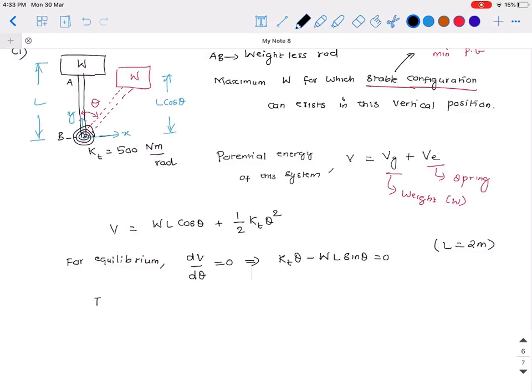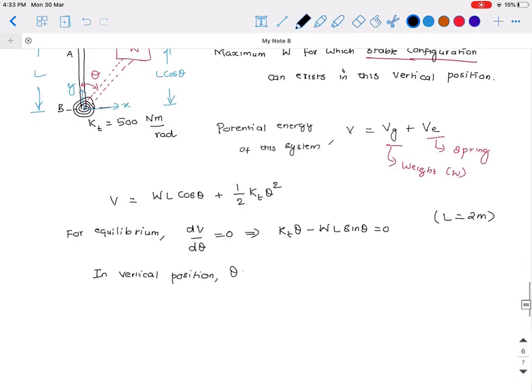In the vertical position, theta is 0 and this satisfies the dV by d theta is 0 condition. You substitute theta equal to 0 in equation 1, and you see that the equation gets satisfied. So the vertical position is a possible equilibrium position.